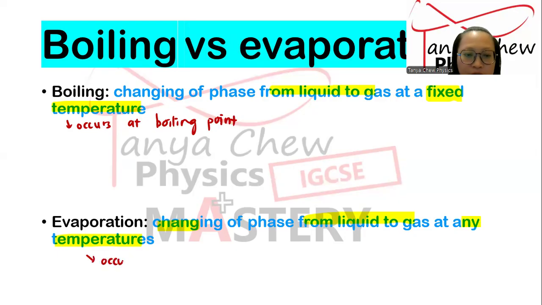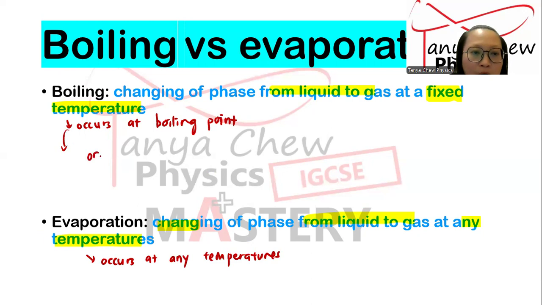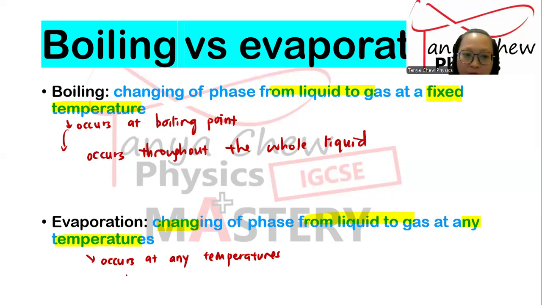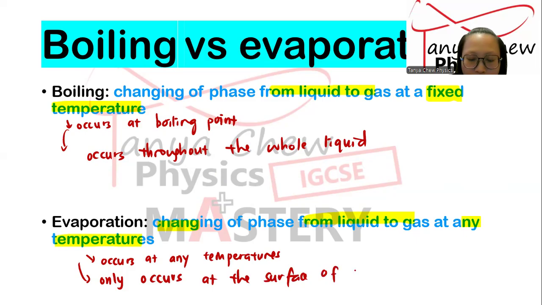Evaporation occurs at any temperatures, remember. And then boiling occurs throughout the whole liquid. But evaporation only occurs at the surface of liquid. That's it.